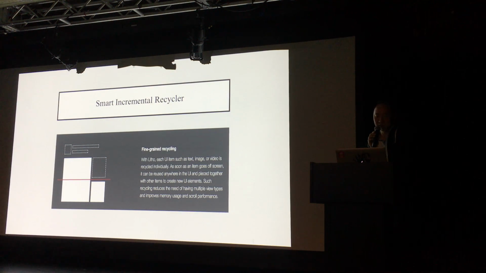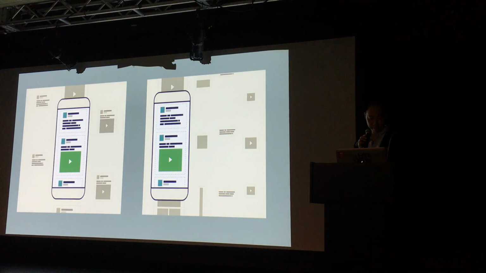Smart incremental recycler. So what does this mean? I have a video slide next. In a RecyclerView Adapter, the way they recycle each list item is they see it as one view and hold it in memory. Every time the system knows that it needs to reuse it, it will just keep using it as one container. But when you have a lot of view types, this can preserve a lot of memory in the back.